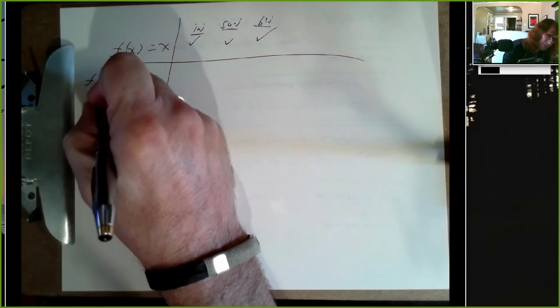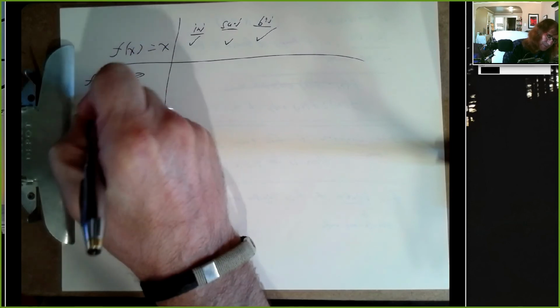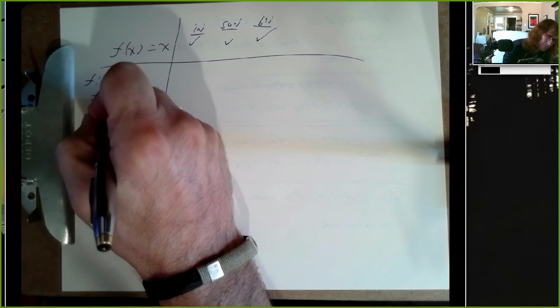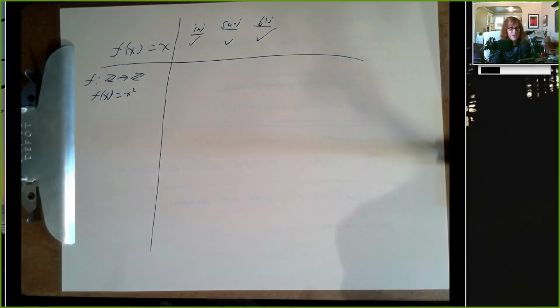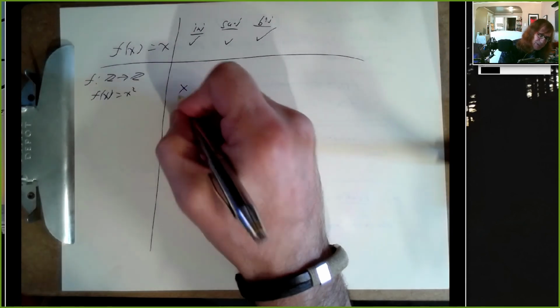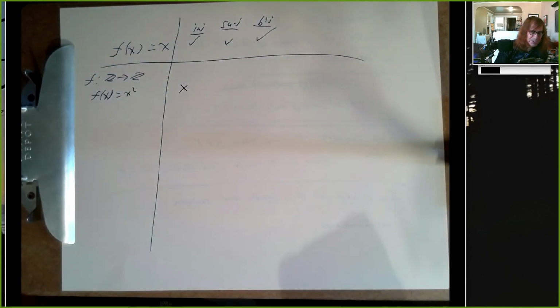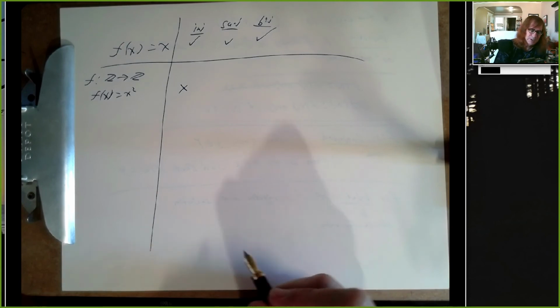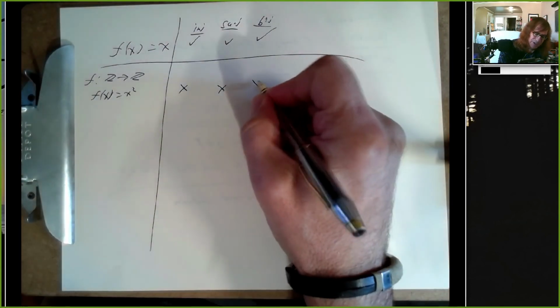Let's suppose f goes from Z to Z, and f of x equals x squared. Well, we already saw that's not injective because f of 1 and f of minus 1 are the same value. So 1 and minus 1 both map to the same value. It's not injective. It's not surjective because there's nothing that maps to 2. There's no integer whose square is 2. And so it's definitely not bijective.